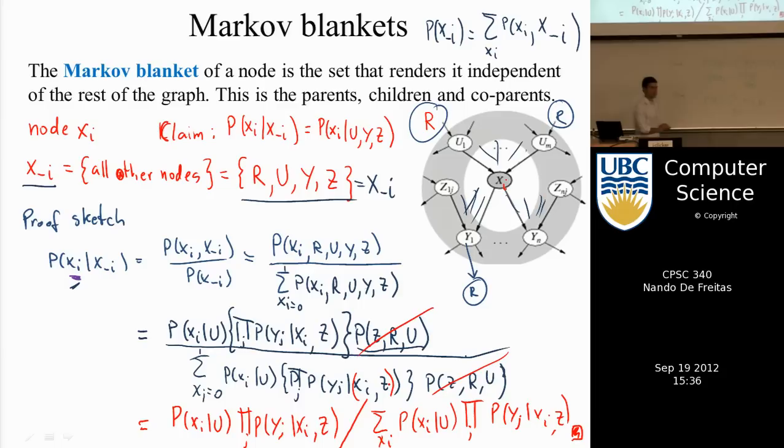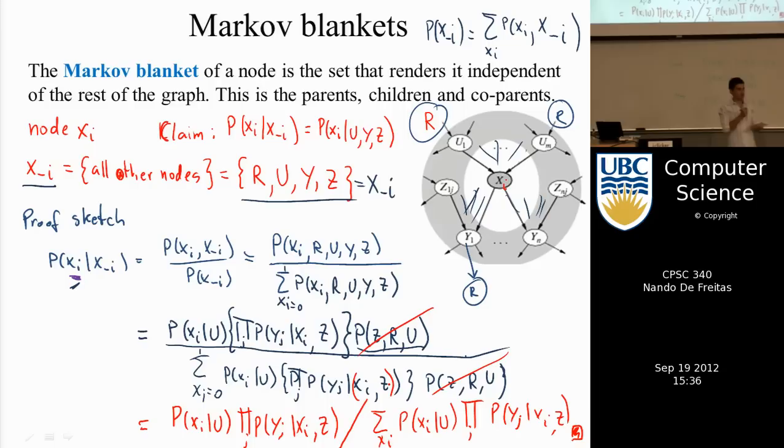Take home message. If you want to know the probability of a variable being on or off, or being value 1, 2, 3, 4, 5, or 6, and in fact, as we will see later when I introduce continuous variables, the probability of a Gaussian variable being between a certain range, it's completely independent of all the variables beyond its Markov blanket. That means that if we want to ask the question, what's the probability of this variable, we only need to care about the Markov blanket.